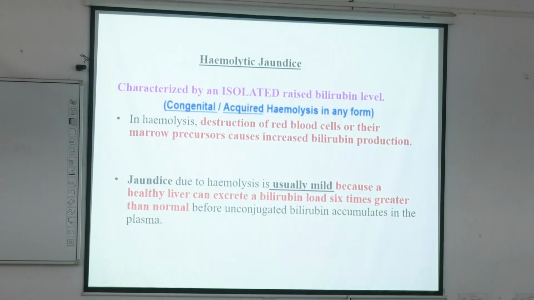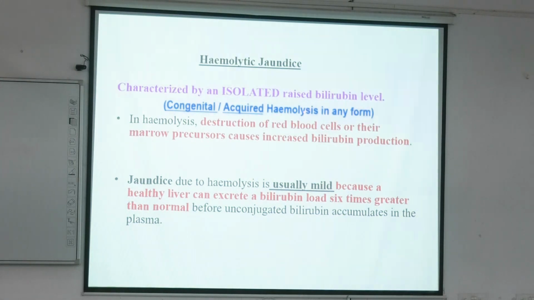The hemolytic jaundice will be characterized because there is no problem in the liver, there is no problem in the biliary tract excretion. So, that will be characterized by only isolated raised bilirubin level, and that arouses suspicion that perhaps we are handling a case of hemolytic jaundice.